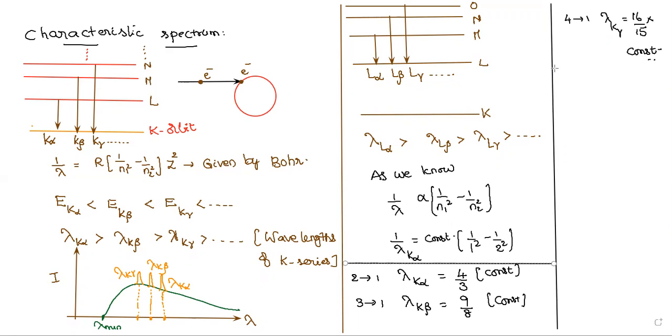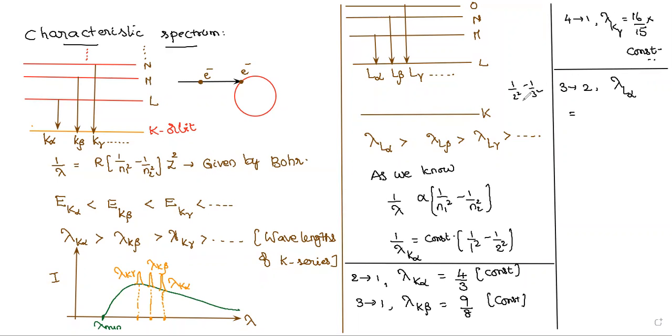But what he asked here is one wavelength of a particular series linked with the wavelength of another series. So lambda of L alpha I'm going to write. Keep in mind that is from 3 to 2. 3 to 2 means here what we write: lambda of L alpha equals 1 by 2 square minus 1 by 3 square.